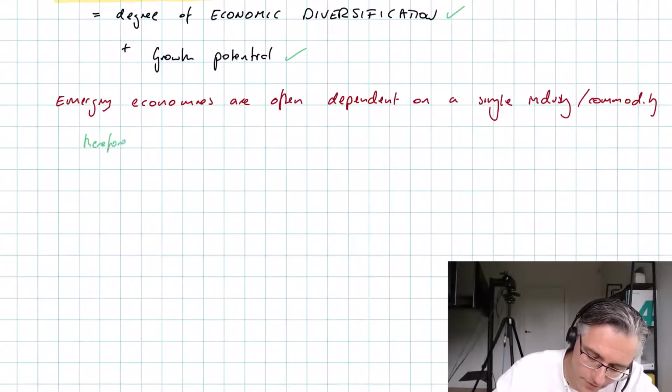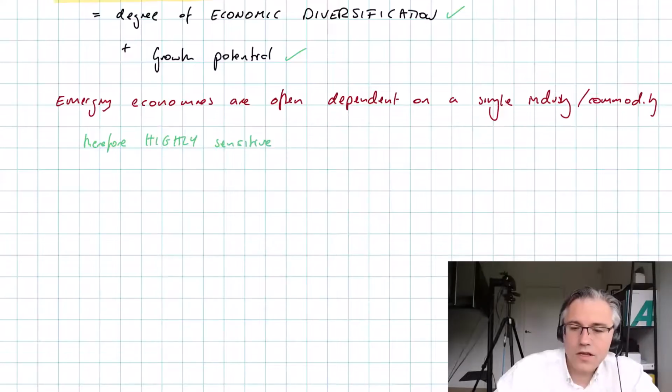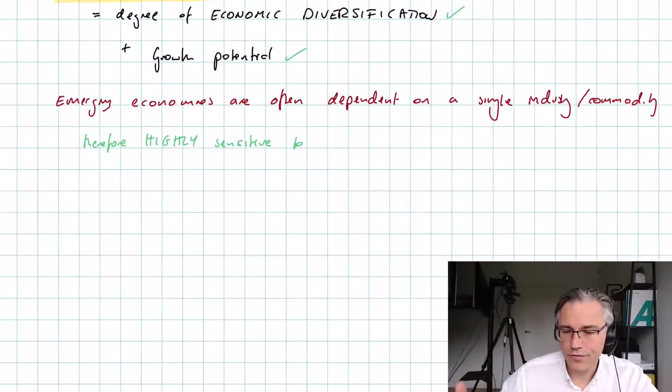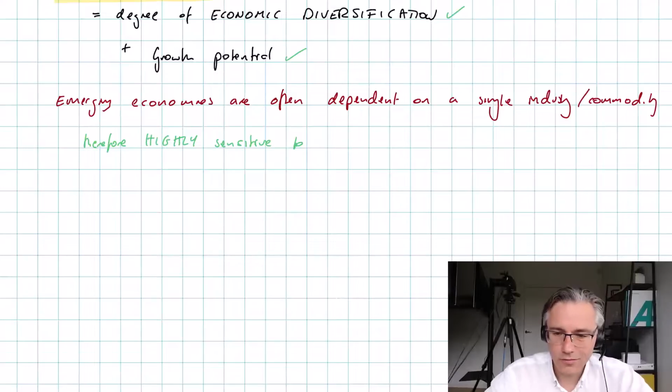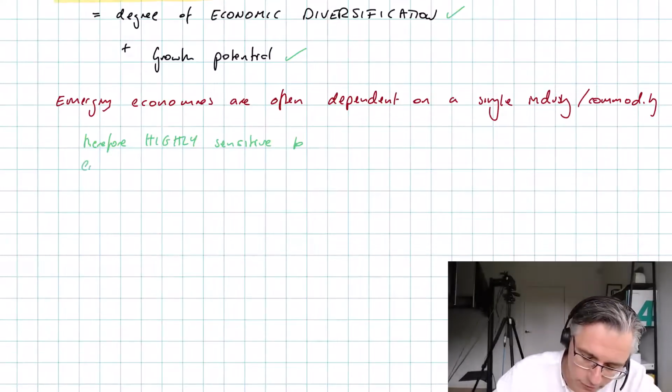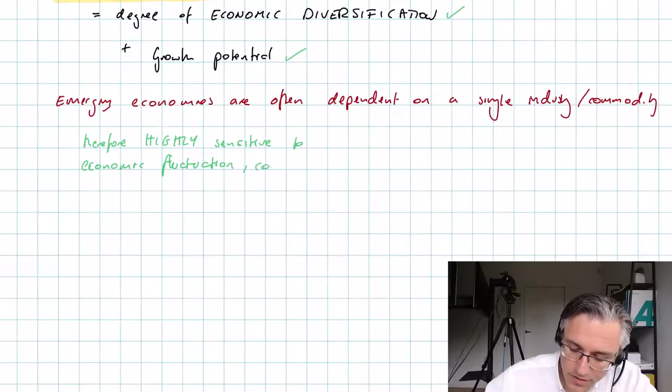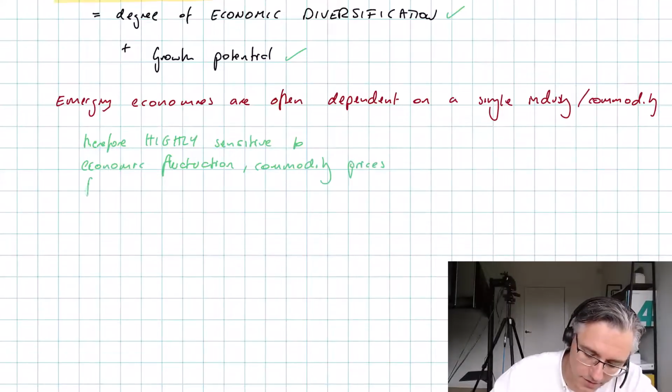So therefore, highly sensitive to economic fluctuation, which causes the demand for that resource, that industry's output, or that commodity to fluctuate as well. So basically the economic cycle, right, globally, commodity prices going up and down, fluctuation, stuff like that, or trade interruptions.